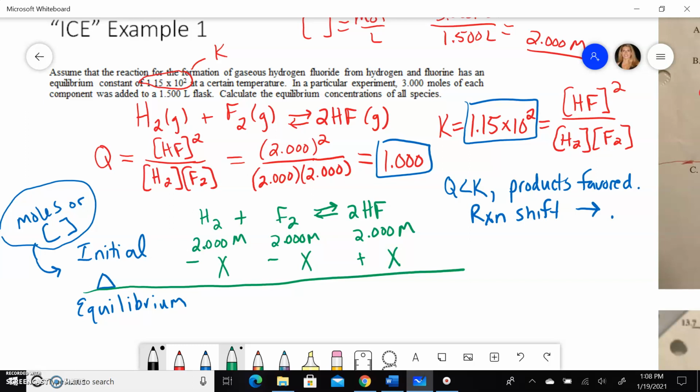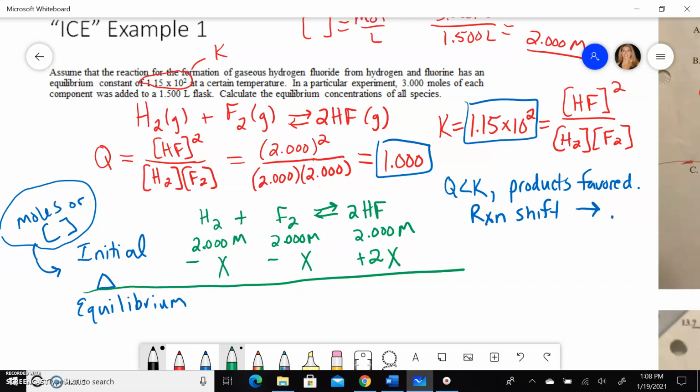So notice that H2 and F2 both have a 1, so we're going to leave that as a 1x, but 2 is in front of the HF on the product side, so this needs to be 2x. HF is going to change twice as much as fluorine and hydrogen because there are twice as many moles in the reaction. It's a mole-to-mole ratio. So when you're setting up your x's, again, you're going to put pluses on the side in the direction that the reaction is shifting and minuses on the other side.